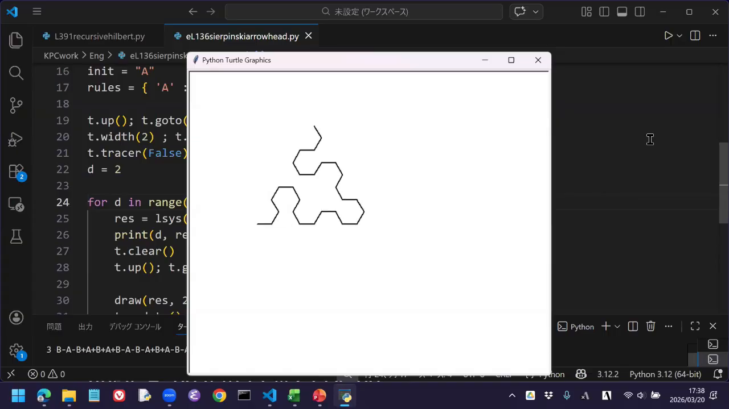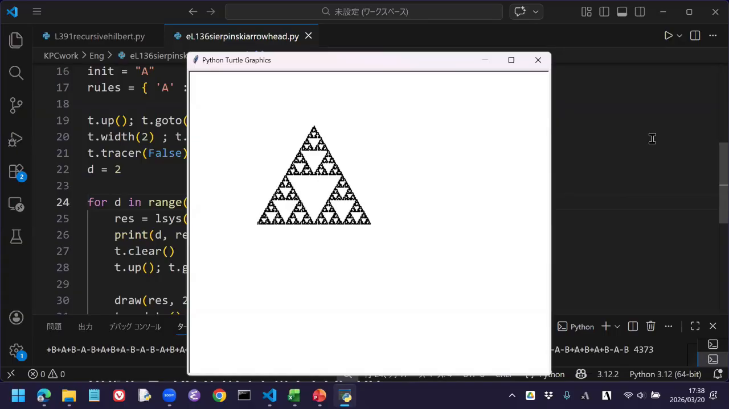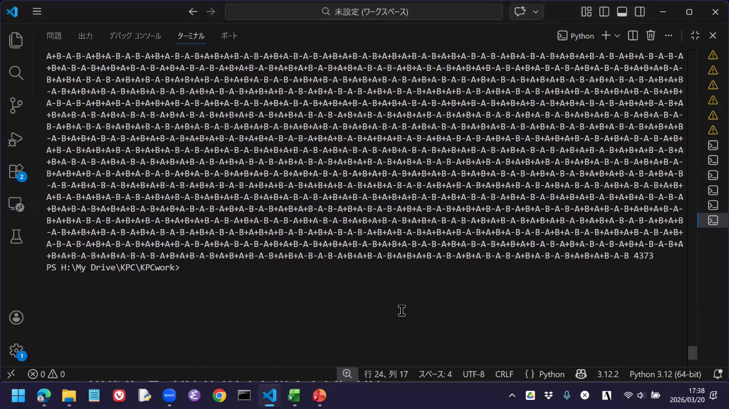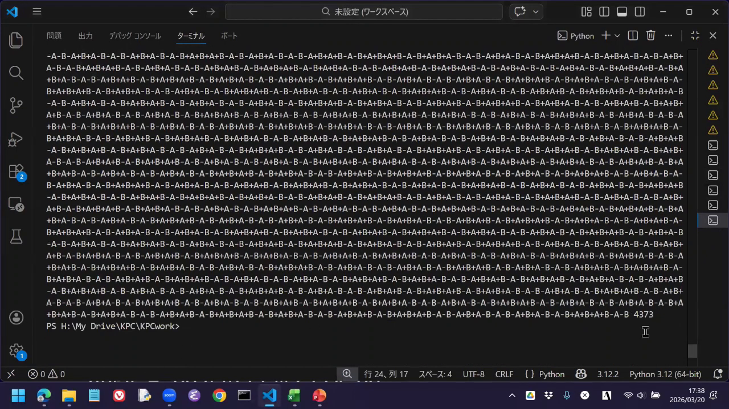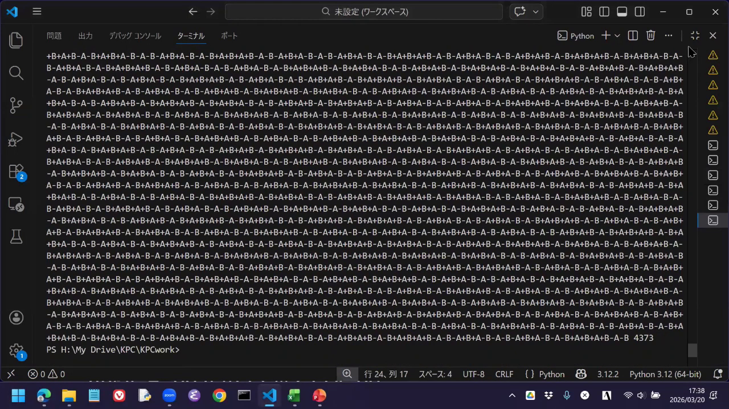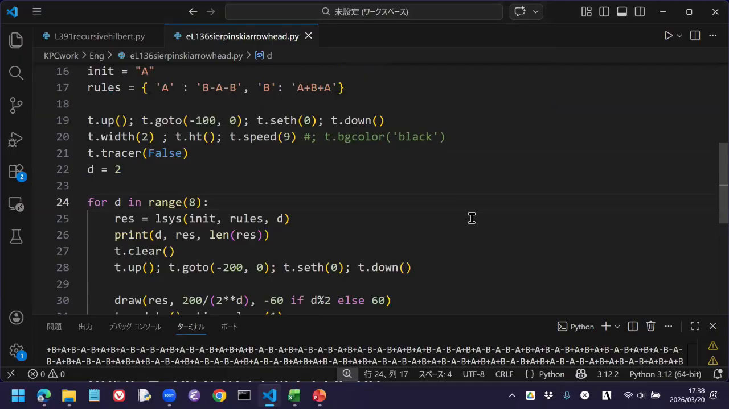So it's very interesting, right? Though it starts from just a single straight line, as D gets bigger, it becomes very similar to the Sierpinski gasket, which is familiar to us. In the case of, say, D6, there are more than 4,000 characters, symbols comprising A, B, and plus and minus, and it's all working well.